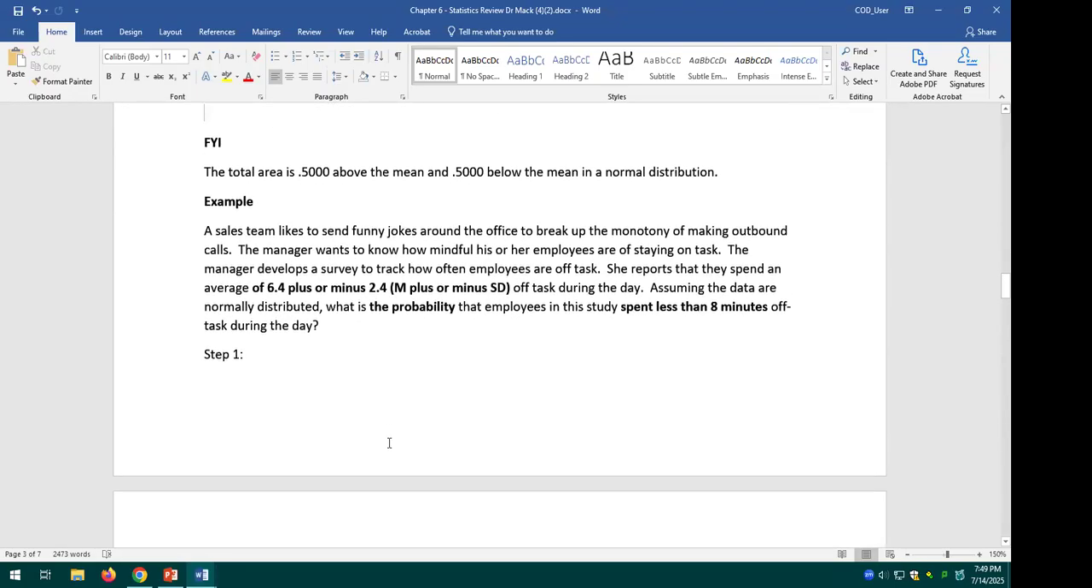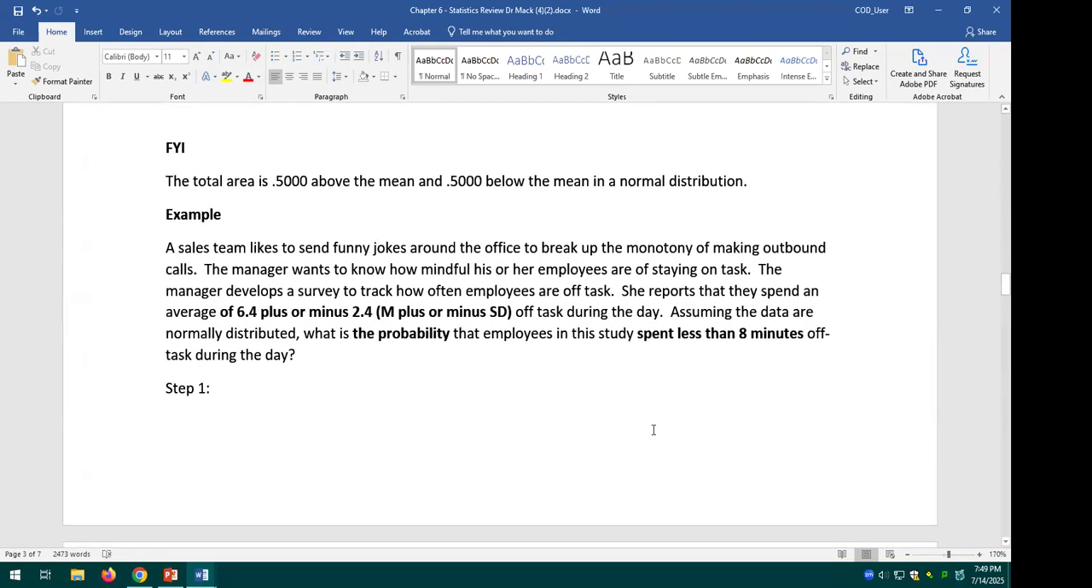All right, so a practical application. Can you guys see okay, should I zoom in? The sales team likes to send funny jokes around the office to break up the monotony of making outbound calls. The manager wants to know how mindful his or her employees are of staying on task. The manager develops a survey to track how often employees are off task.